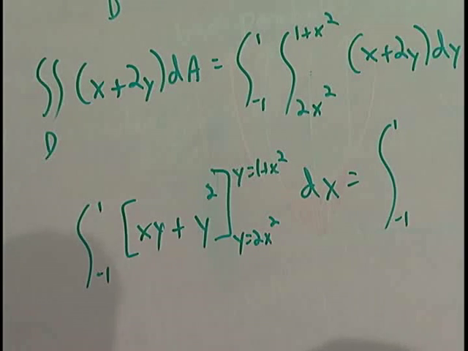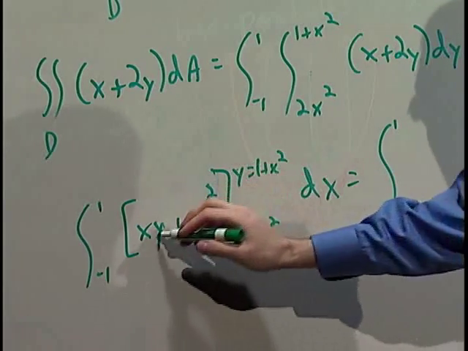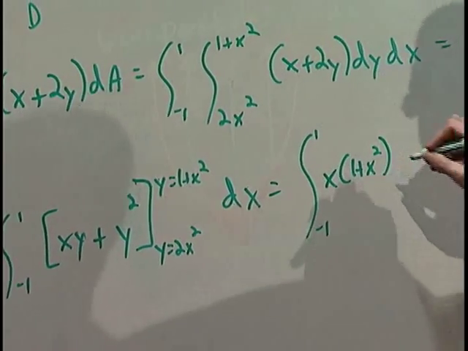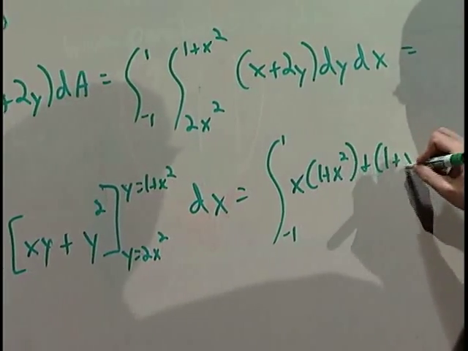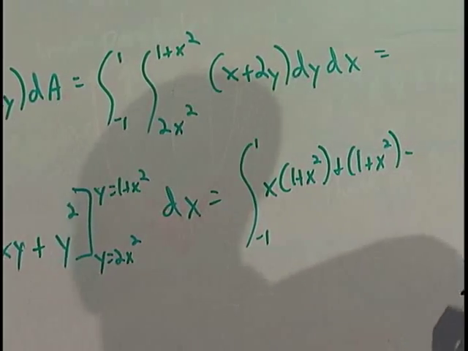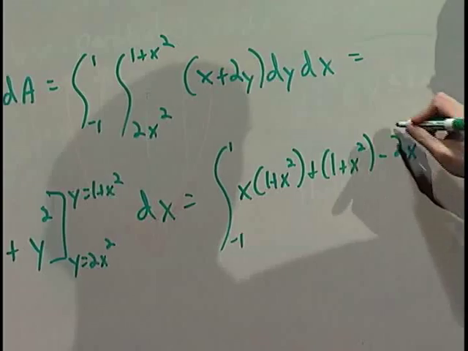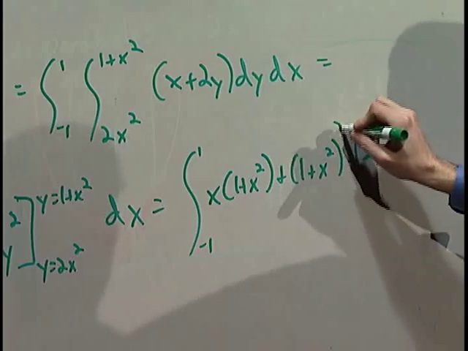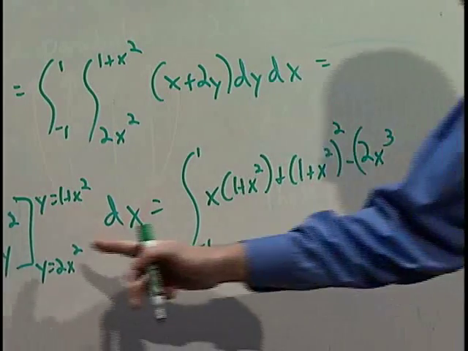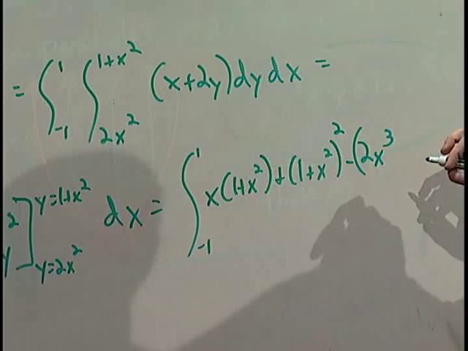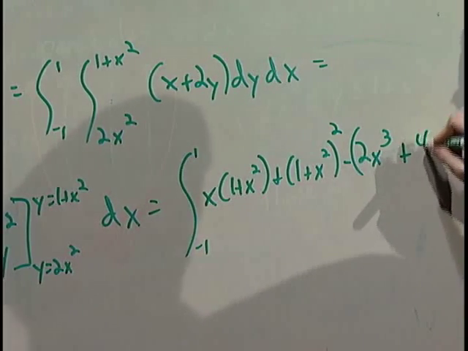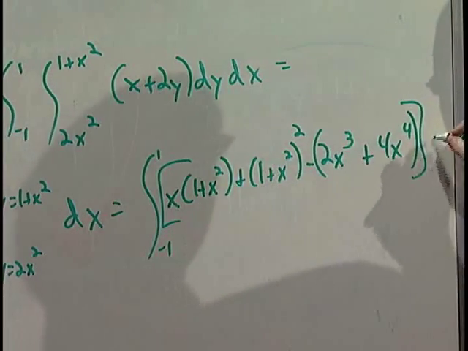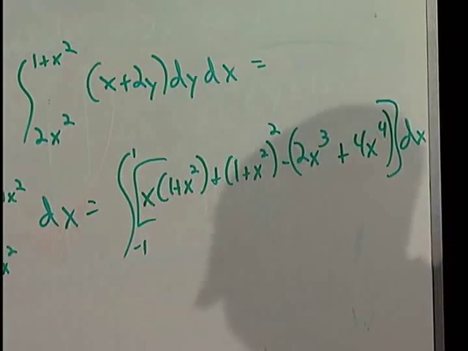Maybe. Do I do it out here? Yeah, I do. Okay, so let's go ahead and do it out. Let's plug in these limits of integration. So you have x times (1 plus x squared), plus (1 plus x squared) minus 2x cubed. Oops, I forgot the squared there. I did, didn't I? Yeah, the squared on that. And then this would be plus 4x to the fourth, and that whole thing in terms of dx. Look right to me? Yeah, it looks good.